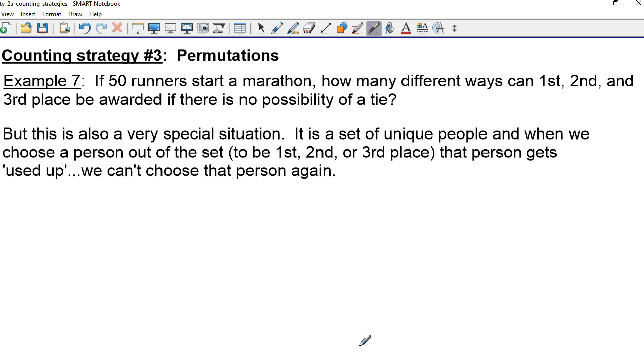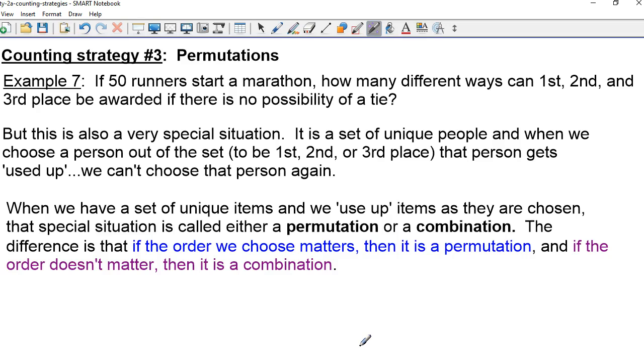Okay, but this is actually a very special situation. It's a set of unique people that we can distinguish from each other, where we're choosing a person out of a set. And when we choose a person to come out of the set, that person gets used up. We can't choose that person again. That's a special situation. When we have a set of unique items and we use up items as they're chosen, that special situation is called either a permutation or a combination.